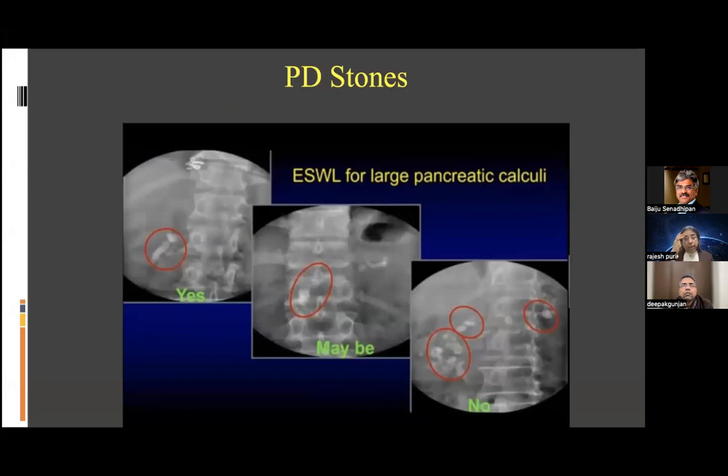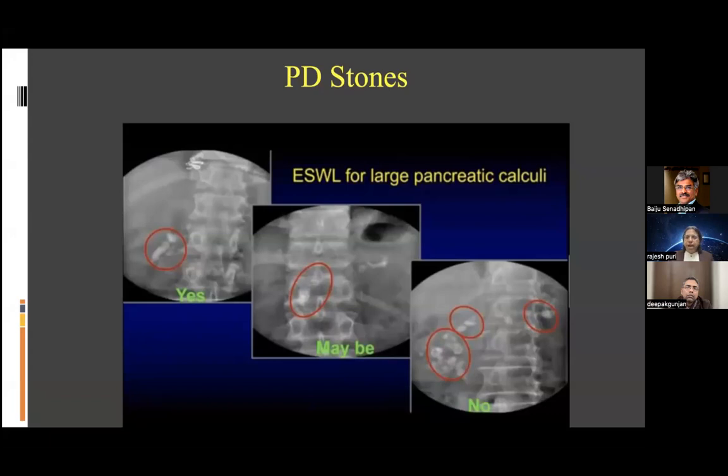Now, regarding the pancreatic duct stone. As I said, choosing the right patient for endoscopy is mandatory. If the patient has ductal disease in the head, or the head and proximal body, you can try endoscopically.